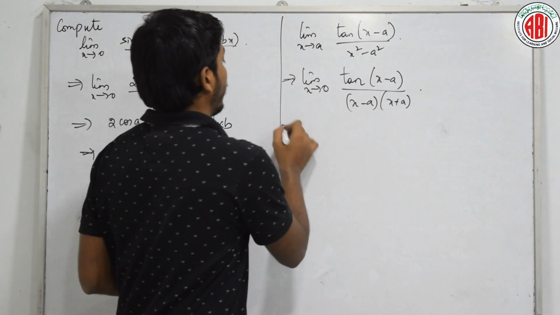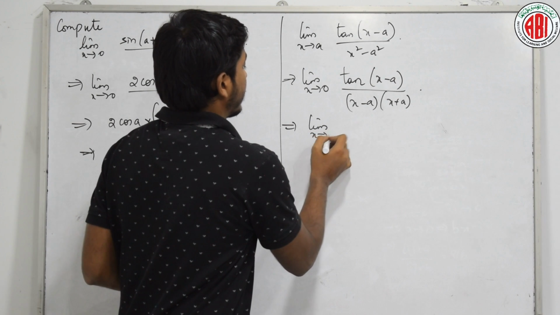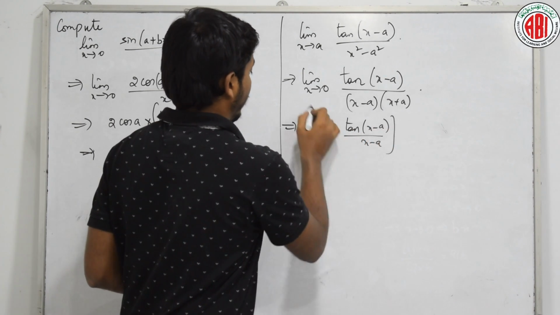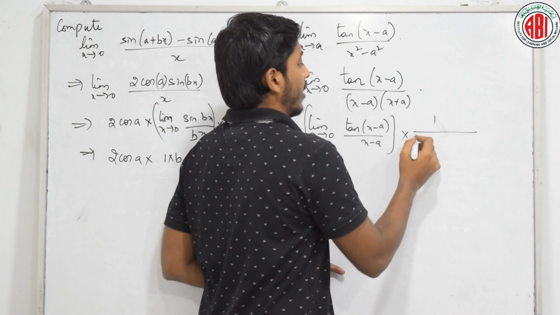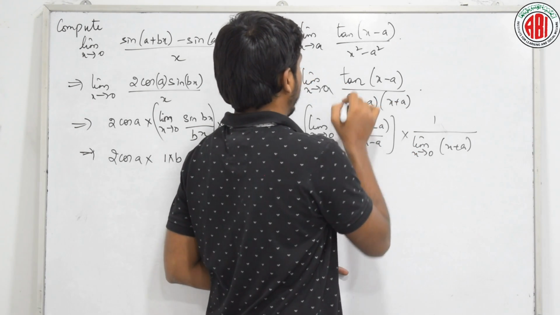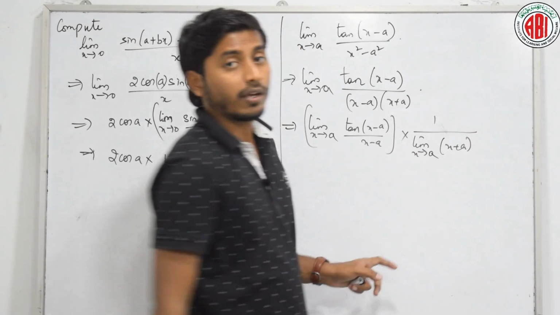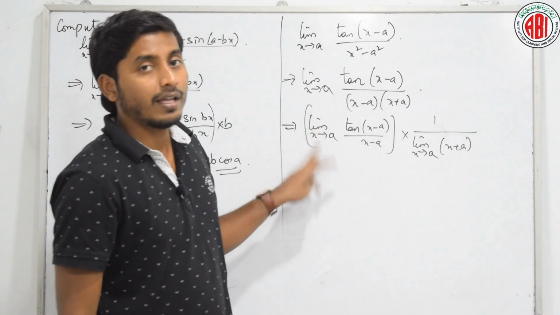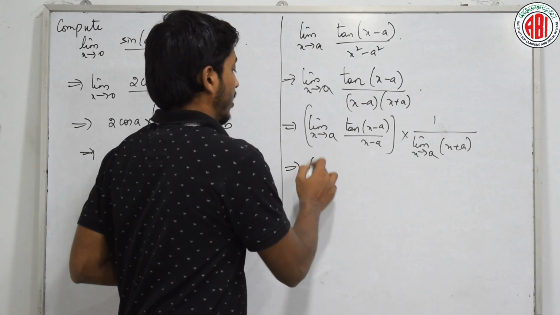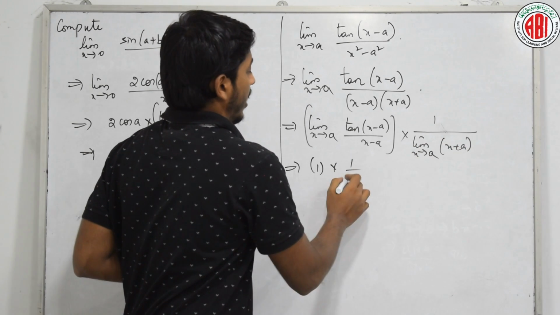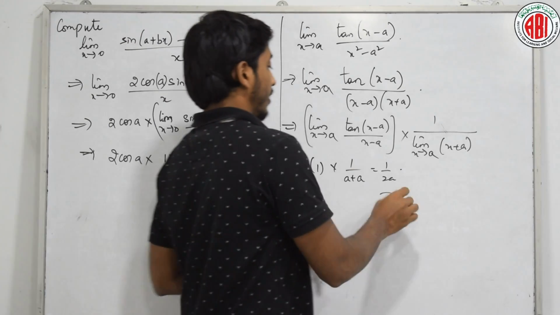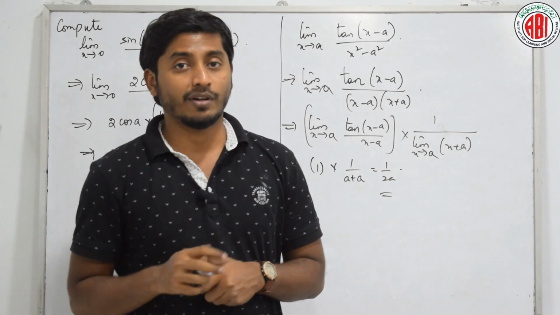Just separate it. What do we get? Limit x tends to a, tan of (x minus a) by (x minus a), into 1 by limit x tends to a, (x plus a), right? Okay. Now just tell me the value of this. As x tends to a, x minus a also tends to 0. Therefore, the value of this is 1 into the value of this is a plus a, which is 1 by 2a. Is it right? Are these sums easy? Shall we move on to the next problem?